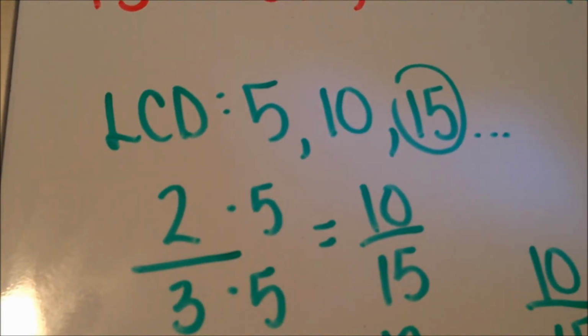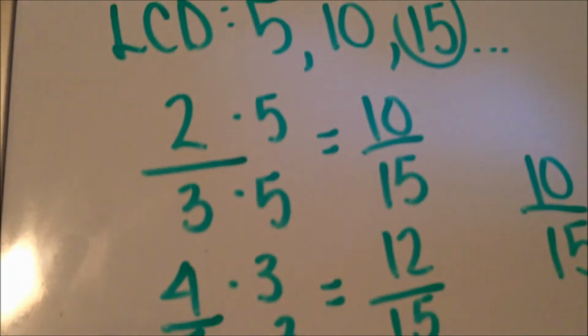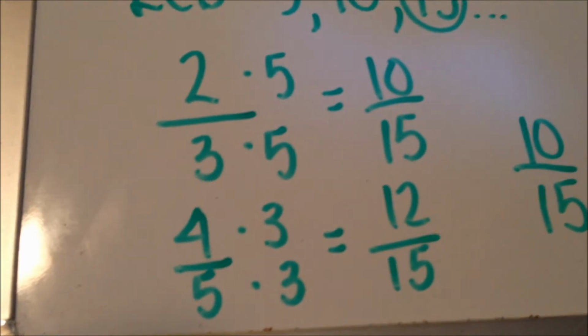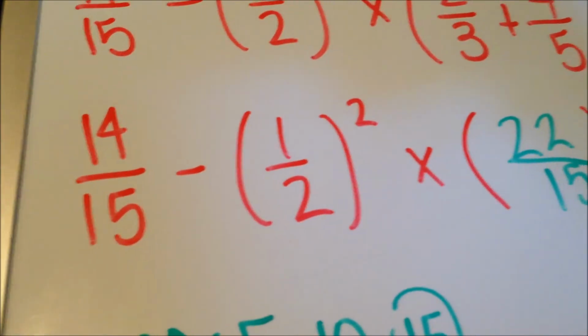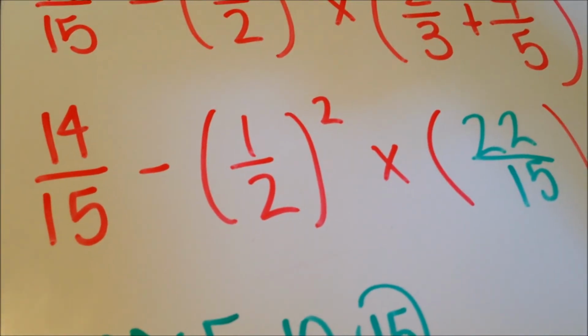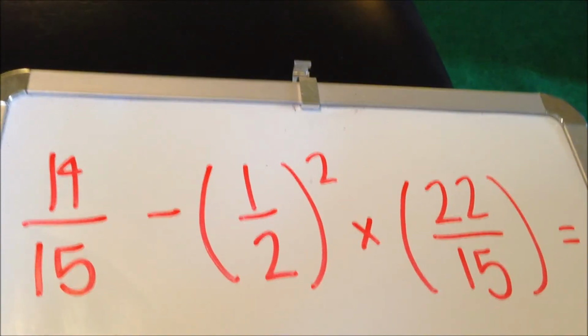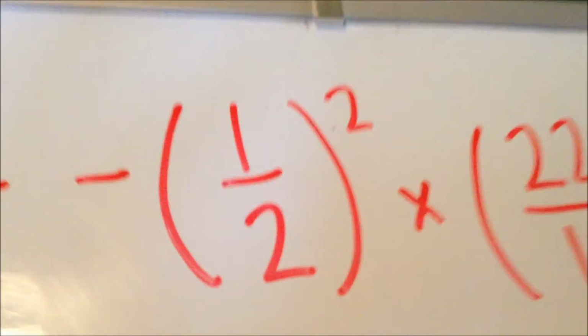Take the larger number 5, do multiples of it, 5, 10, 15, etc. 15 also works for 3. Our equivalent fractions are 10/15 and 12/15. So when we add them together, we end up with 22 over 15. So at this point, our problem is 14/15 minus 1/2 squared times 22 over 15. The next step is, are there any exponents? Yes, there's one. 1/2 squared.